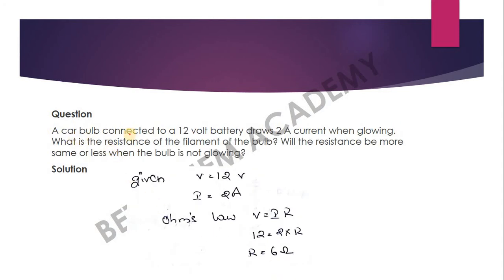Next question is, a car bulb connected to a 12 volt battery draws 2 ampere current when glowing. What is the resistance of the filament of the bulb? Will the resistance be more, same or less when the bulb is not glowing? Write down the given information.